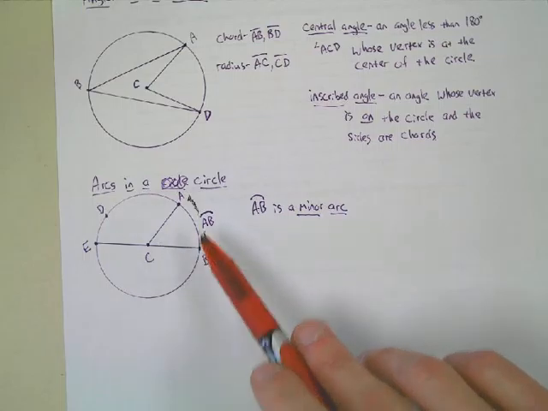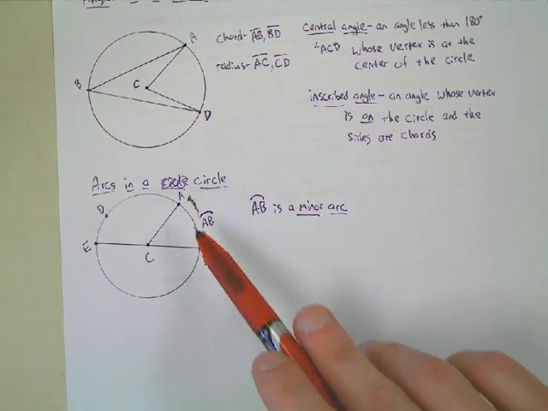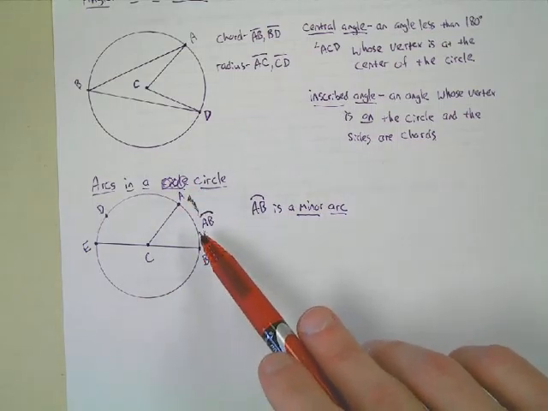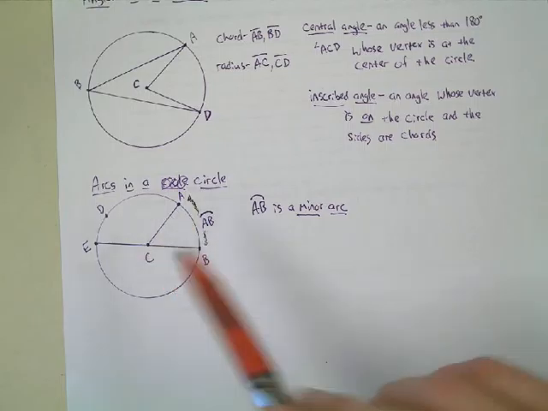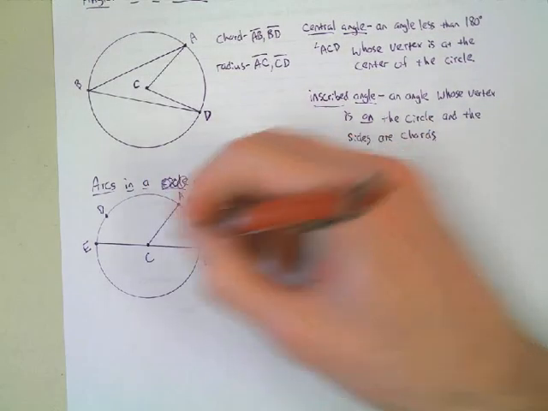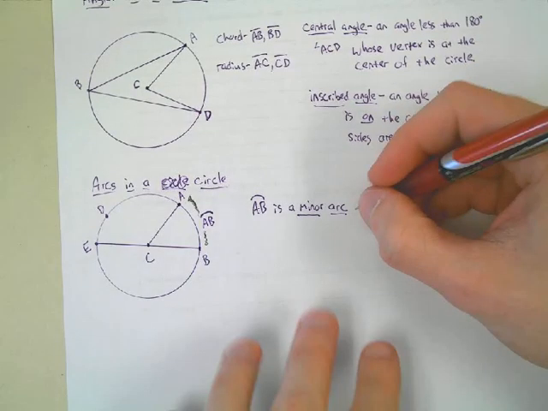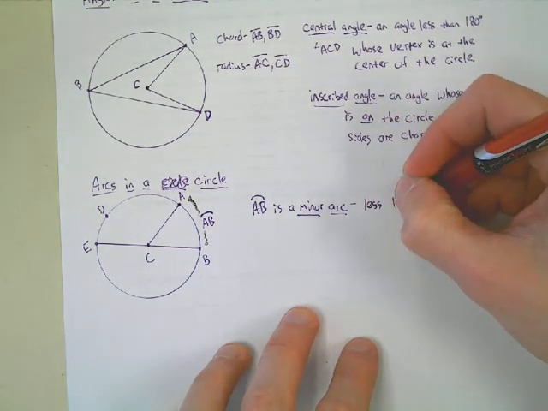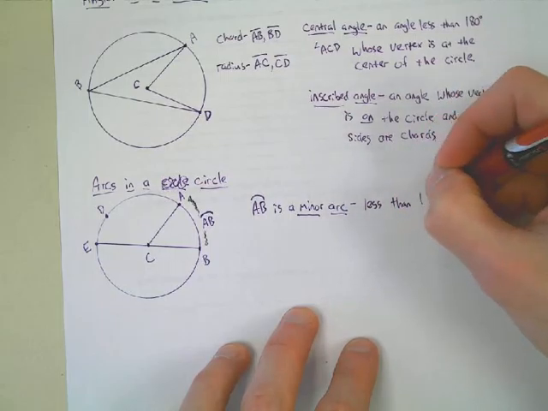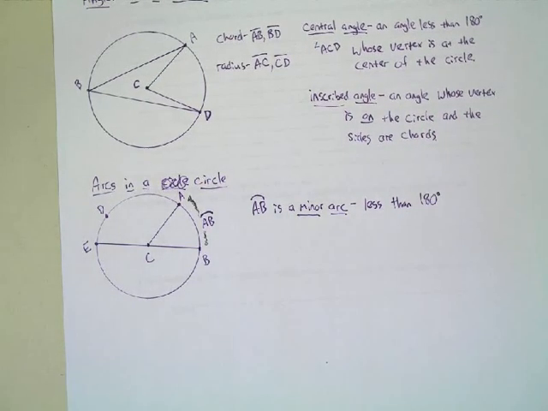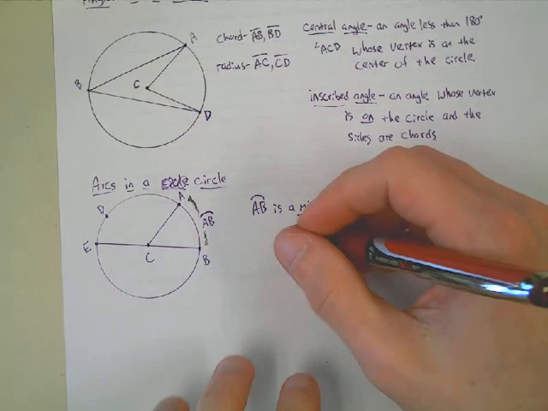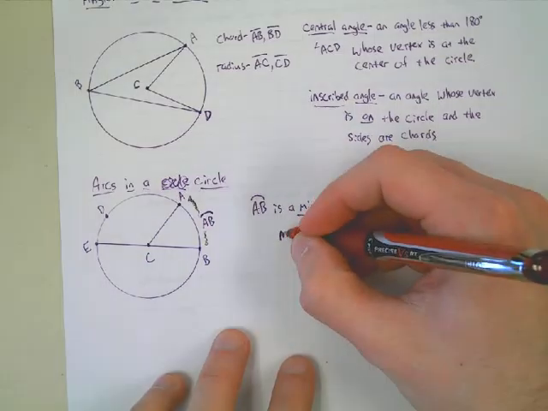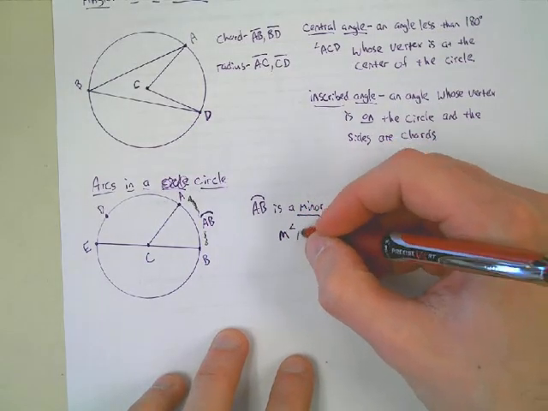So to be a minor arc, we need to be less than half of that, which is 180. So a minor arc is less than 180 degrees. By the way, the measure of angle ACB.